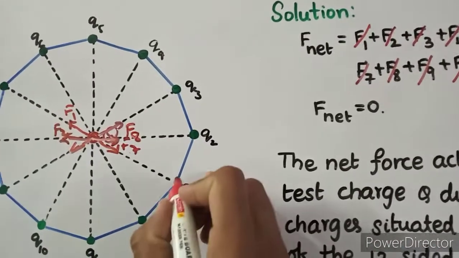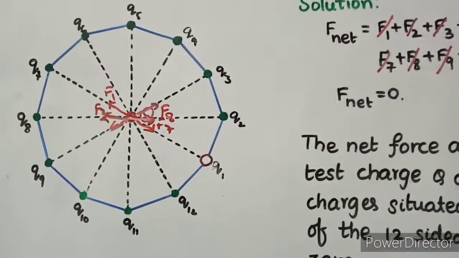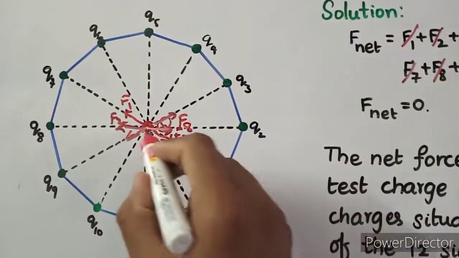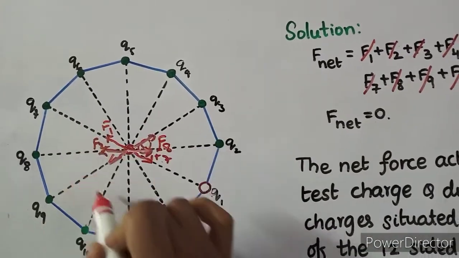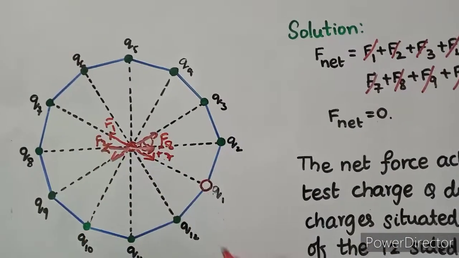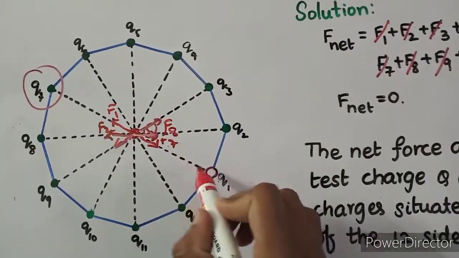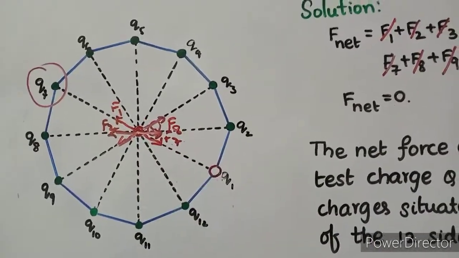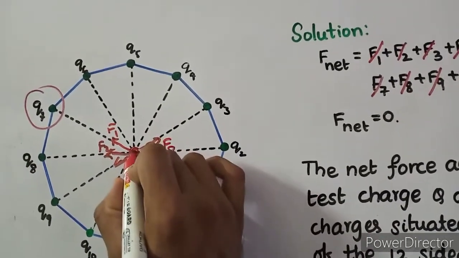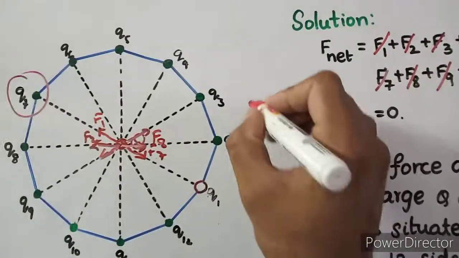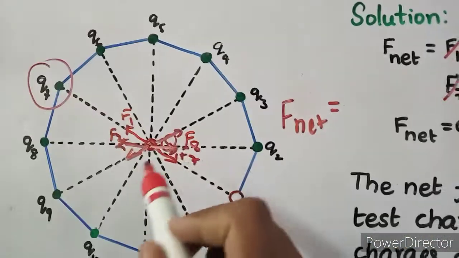Let's consider this is the vacant place. There is no charge here. What is the net force acting on the test charge now? Force due to all these charges will get cancelled because of opposite charges except Q7, because there is no opposite force here. That's why the force acting on this test charge due to all these charges will be equal to the force due to Q7 on this one.